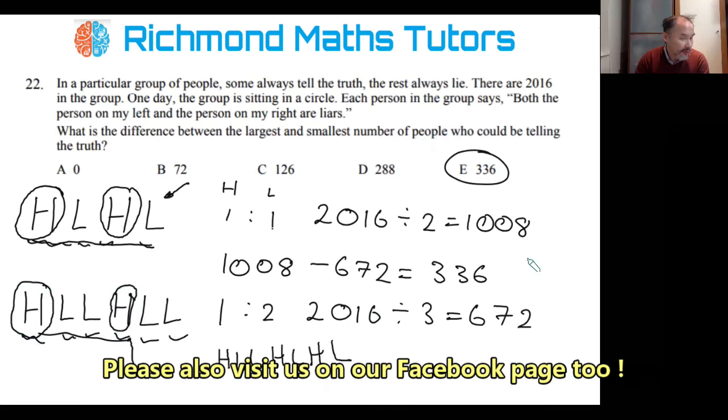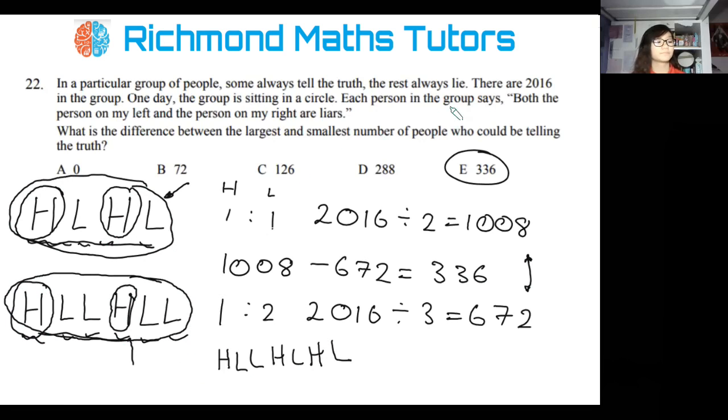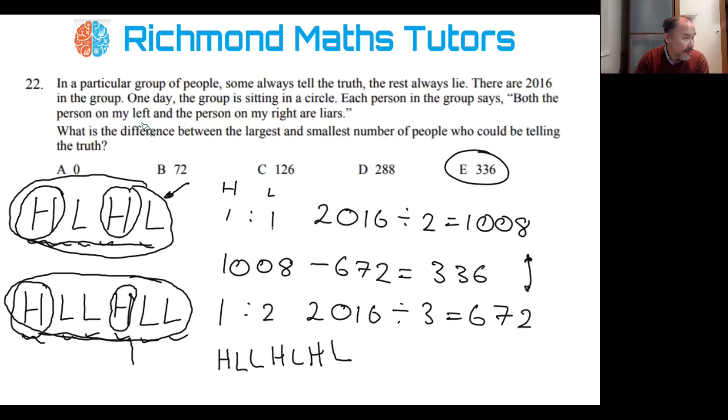Yeah. So there are variations of each pattern, and you can combine the 2 patterns. But this would be the absolute maximum number of truth tellers, and this would be the minimum number of truth tellers that would be able to say that both persons on my left and right are liars. Right? Yeah.